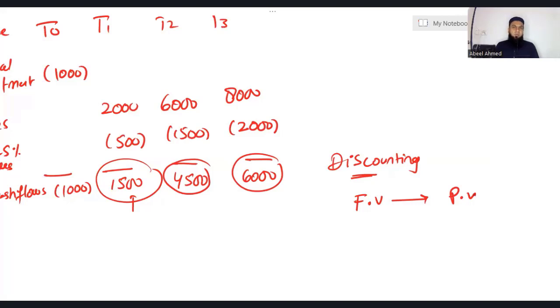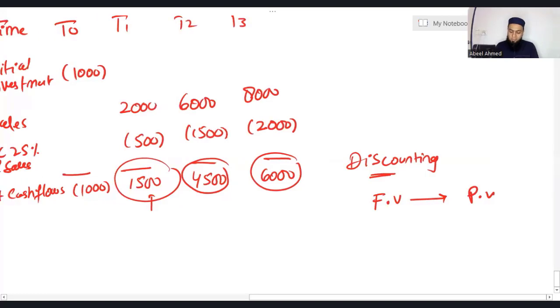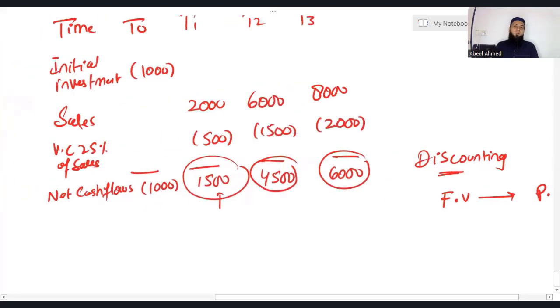Now the question is, how do we do the discounting? Basically, for doing discounting, you need to have a discount factor. Another name for the discount rate is cost of capital. Assuming the cost of capital is 10%.